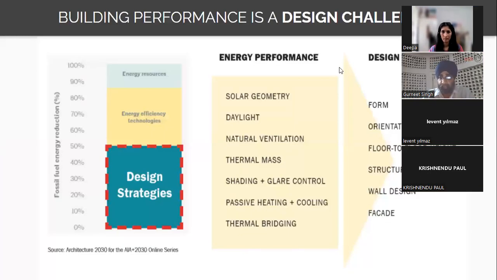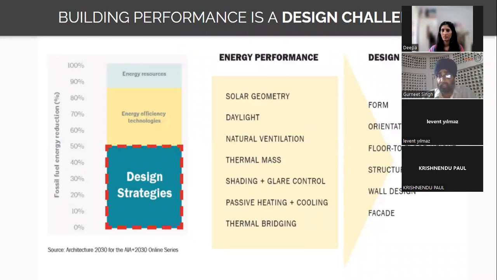And this is basically the potentials of various design strategies. You can achieve up to 50% savings through design strategies, right? The rest 50% is a combination of energy efficient technology, or getting into energy resources. And what are these design strategies which can help you achieve this reduction?